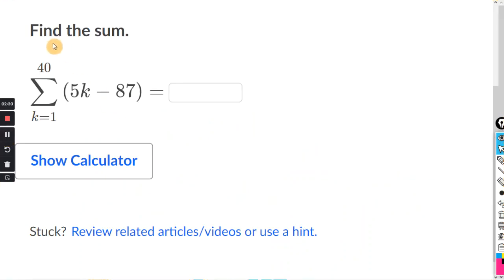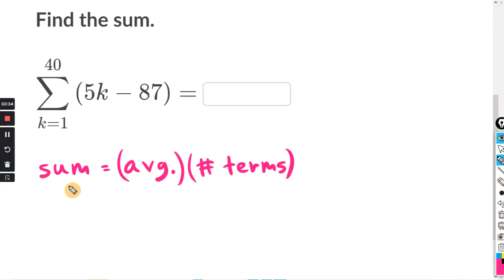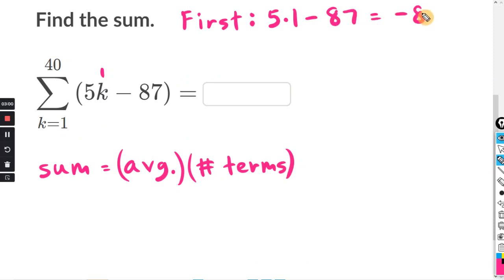All right, first problem, they want us to find the sum. And you need to be familiar with sigma notation before doing this exercise. So there's an exercise before this about sigma notation. Anyhow, we said the sum is the average times the number of terms. So we need the first and last term. So for the first term, you plug in k equals 1 right there. It's going to be 5 times 1 minus 87, and that's just negative 82.